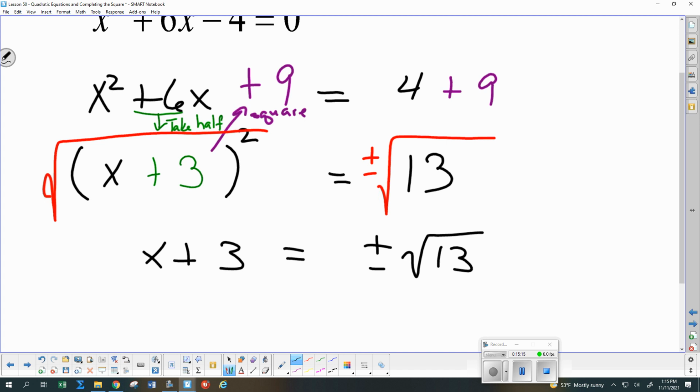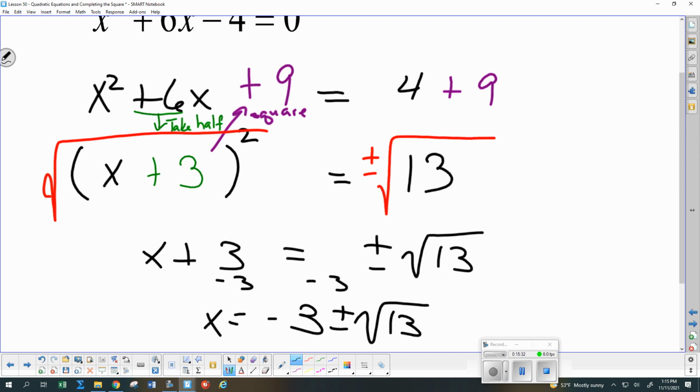No, I'm trying to get x equals. What do I need to do to have x equals? What do I have to do to have x by itself? Just got to subtract the 3 on both sides, and x is negative 3 plus or minus root 13.